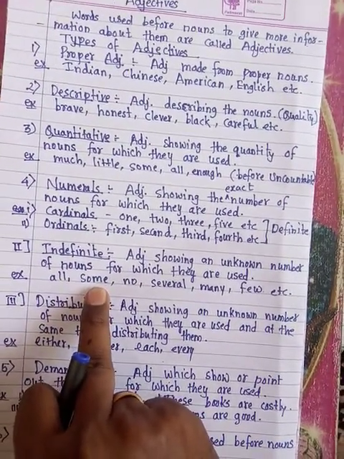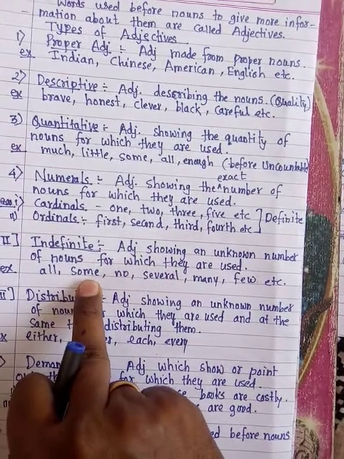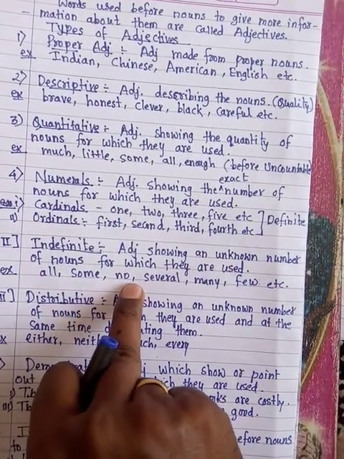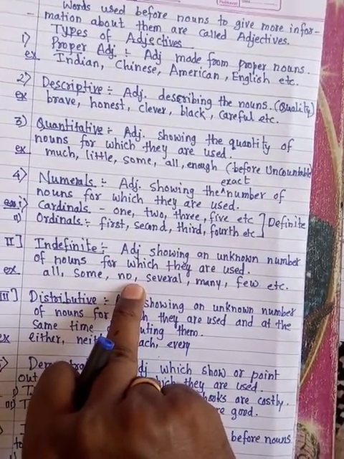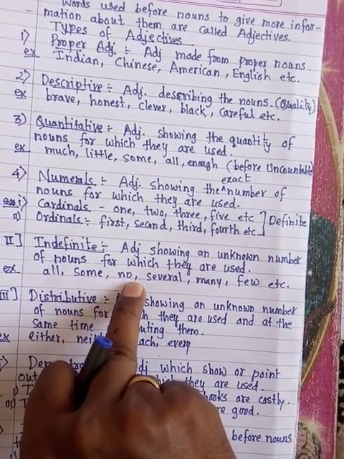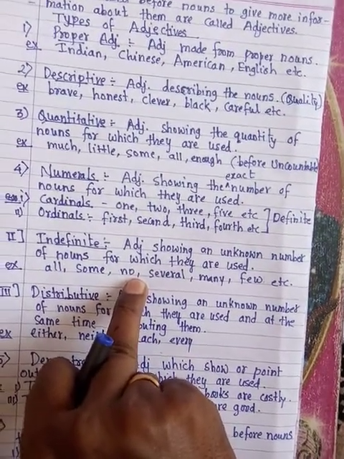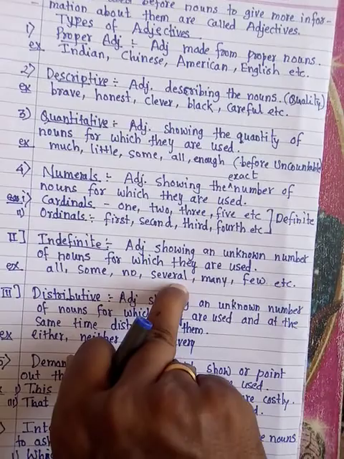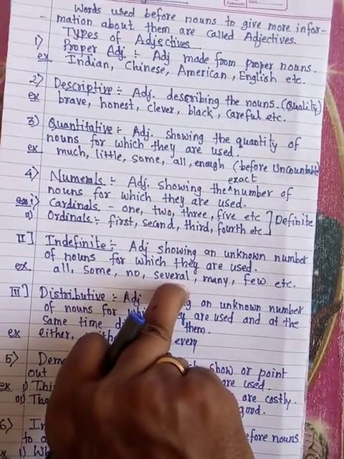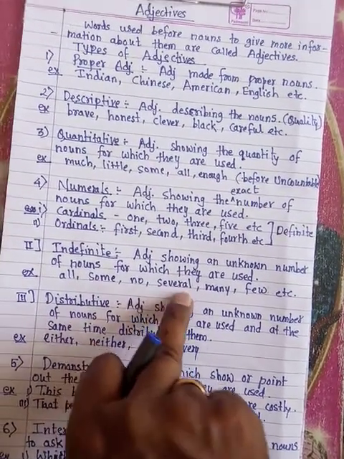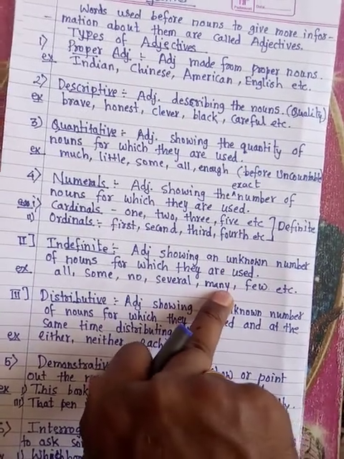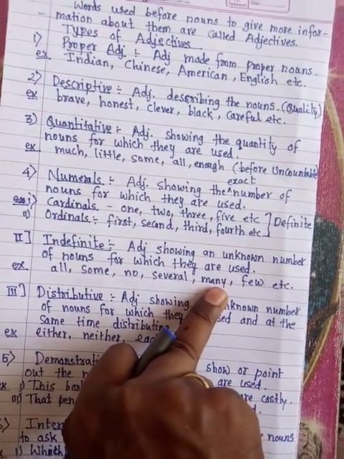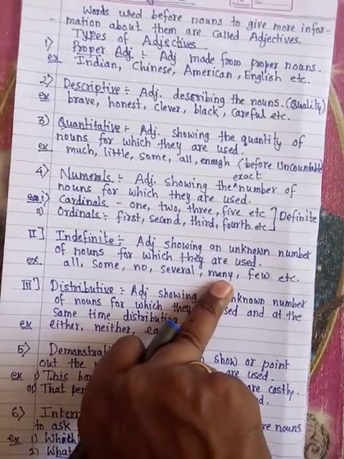Some means exact number cannot be told. There was or there were no students. Exact number cannot be told. There were several people present. So again, exact number cannot be told. There are many students, but how many exactly can't be told.